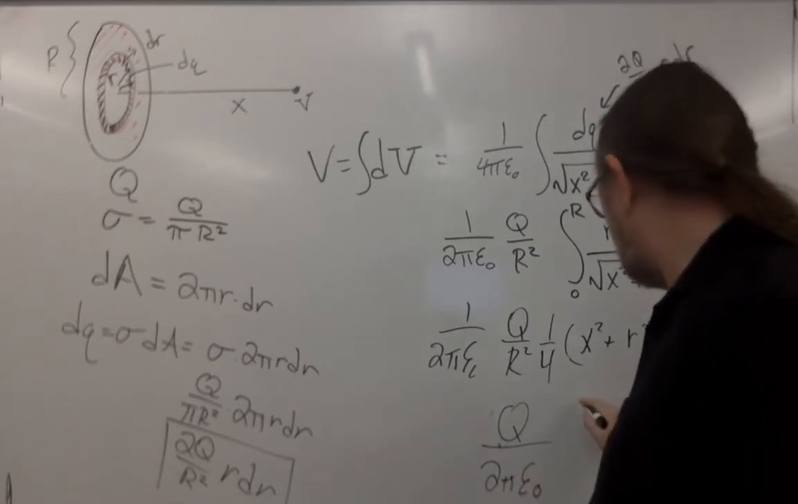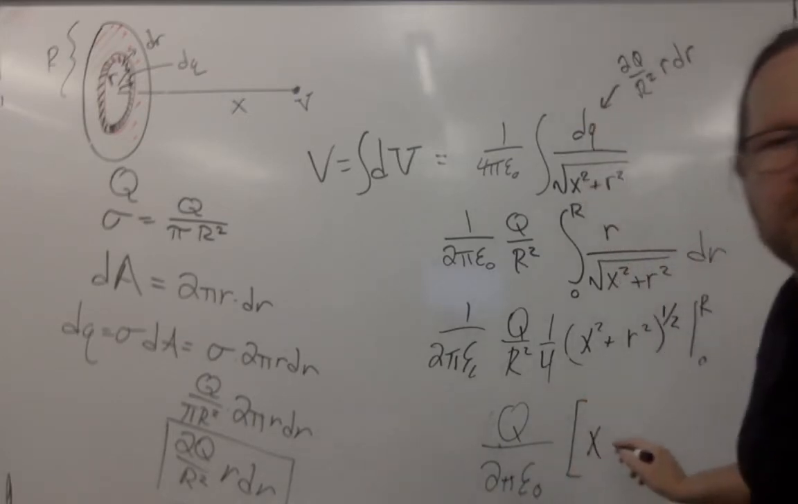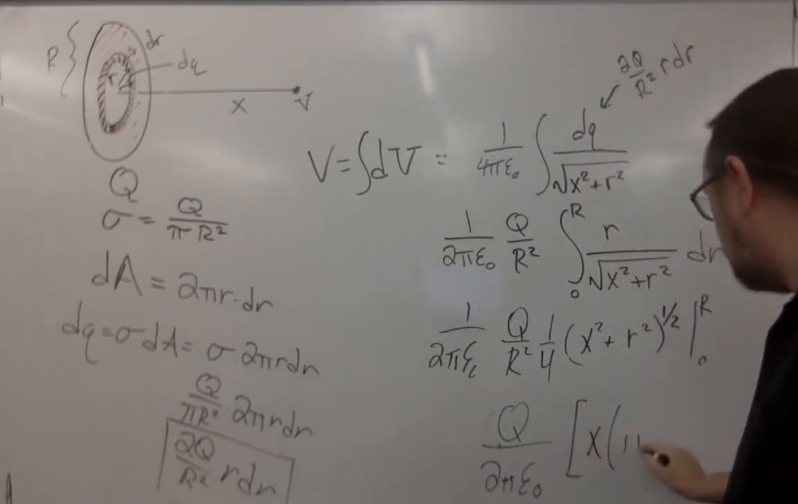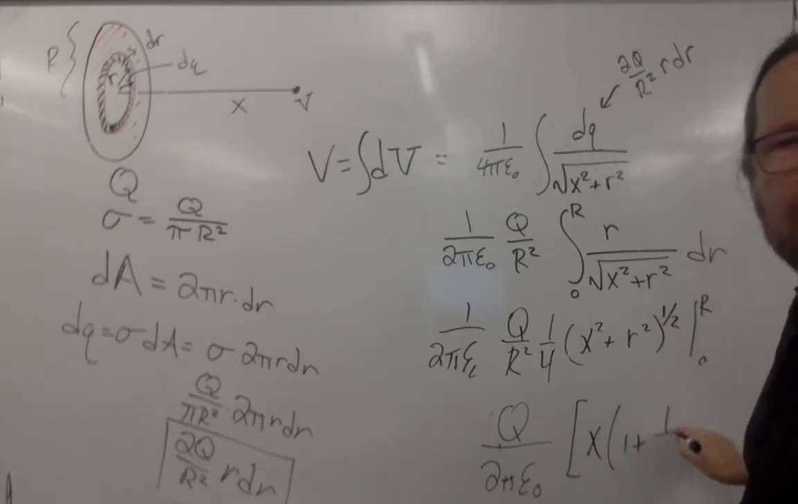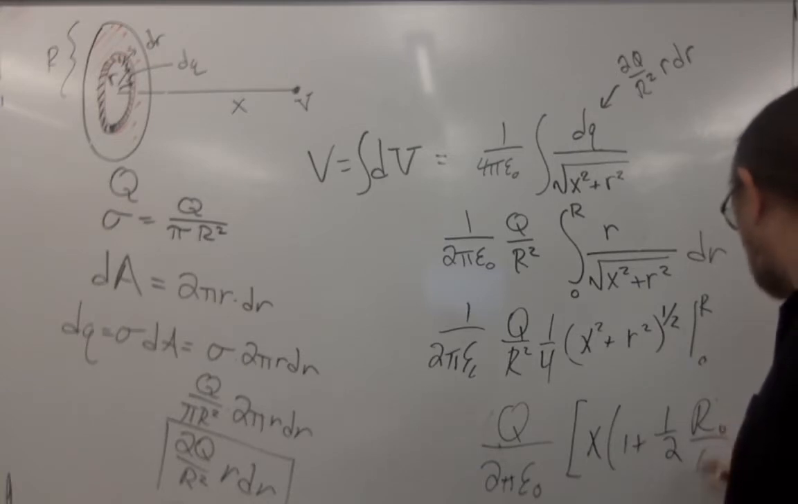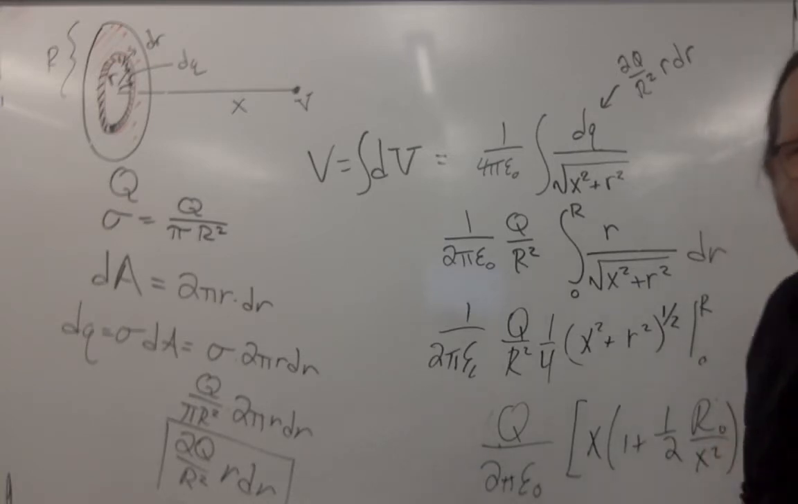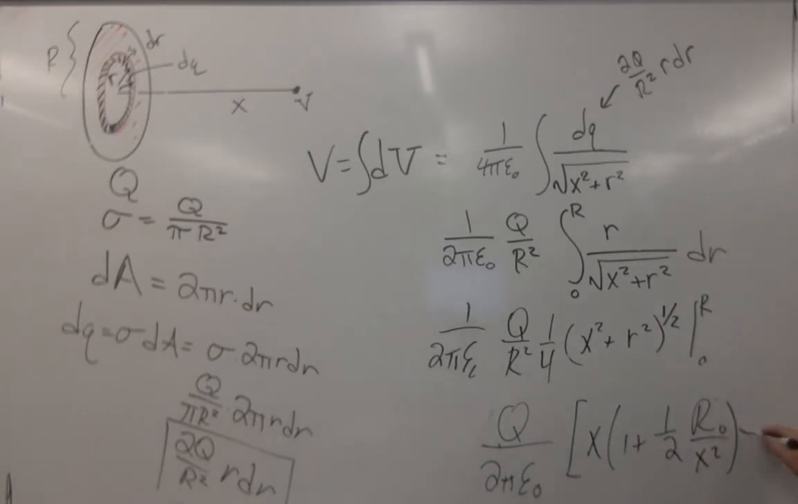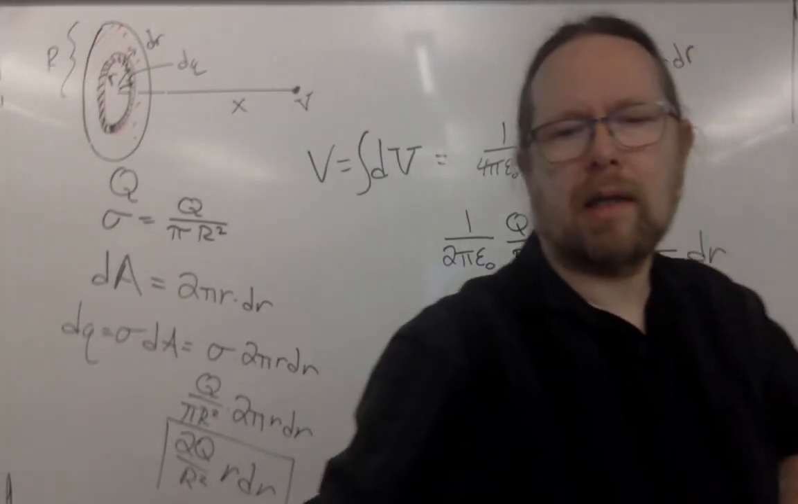x times 1 plus 1/2 r0 over x squared minus x. It's not pretty, but that's the answer that your book gets.